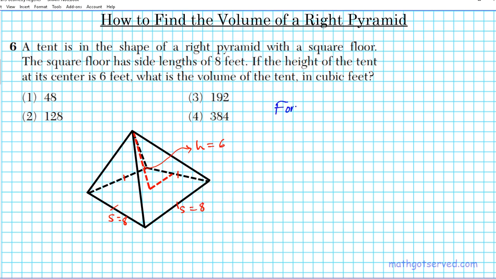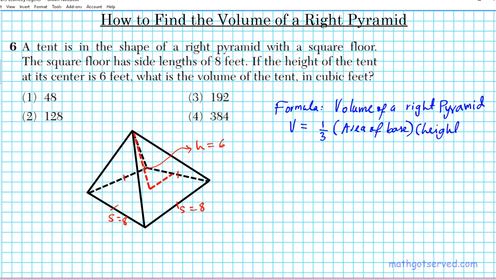The formula for computing the volume of a right pyramid. What's the formula? The formula is V equals 1/3 of the area of the base, multiplied by height. This formula is very similar to that of a cone, a third of the area of the base times height. Anyway, so what's the area of the base here?